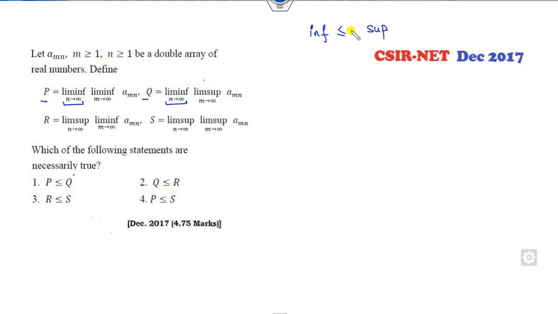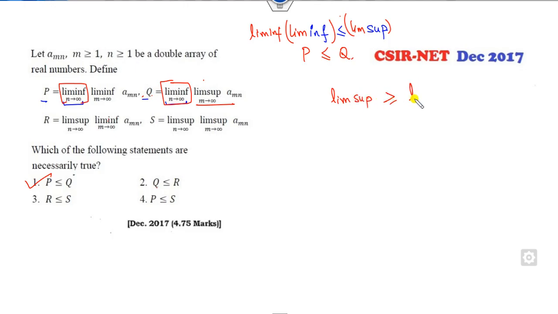Fine, then I can take the limit. If I again apply the limit of infimum on both sides, what will happen? Limit of infimum, limit of infimum. So this is P, this is Q. It is satisfied. Q and R: the limit supremum is always greater than or equal to the limit infimum. Then if I apply infimum here and supremum there, it will not be greater than this. We can't say the relation between them, so this option is cancelled out.